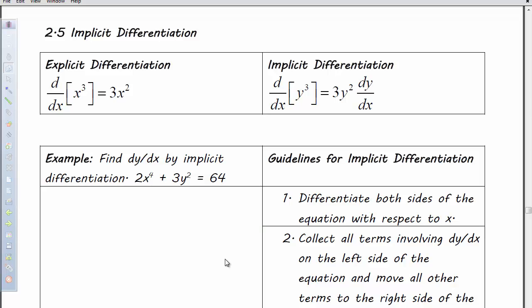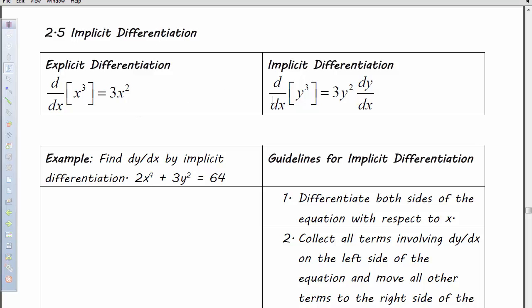Okay, in section 2.5, we're going to talk about implicit differentiation. We have been differentiating explicitly, and we say that because all of our equations have been explicitly solved for y. It's y equals, for instance, we might have had y equals x cubed. And from there, we were able to take the derivative, okay?